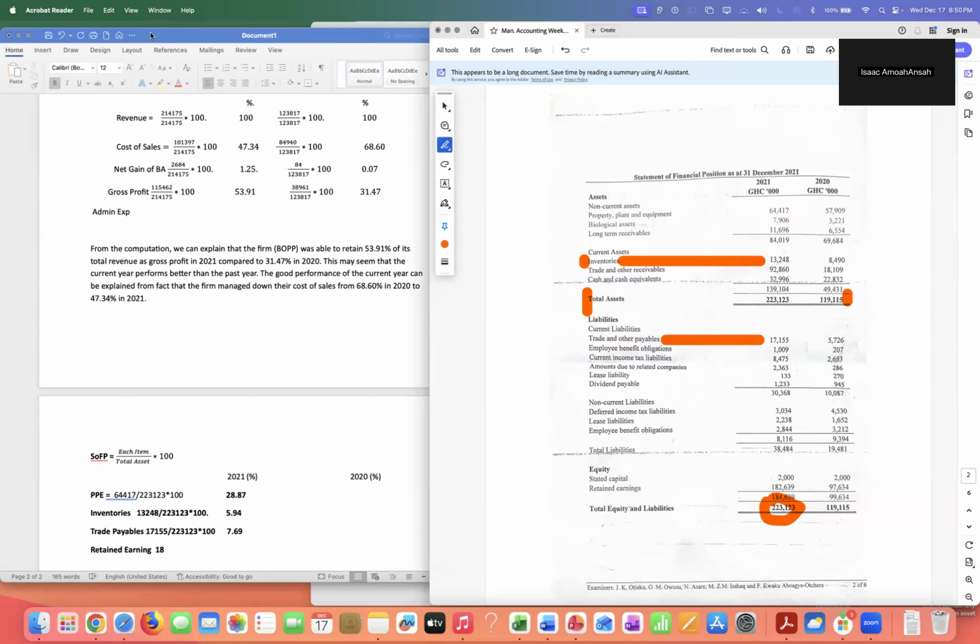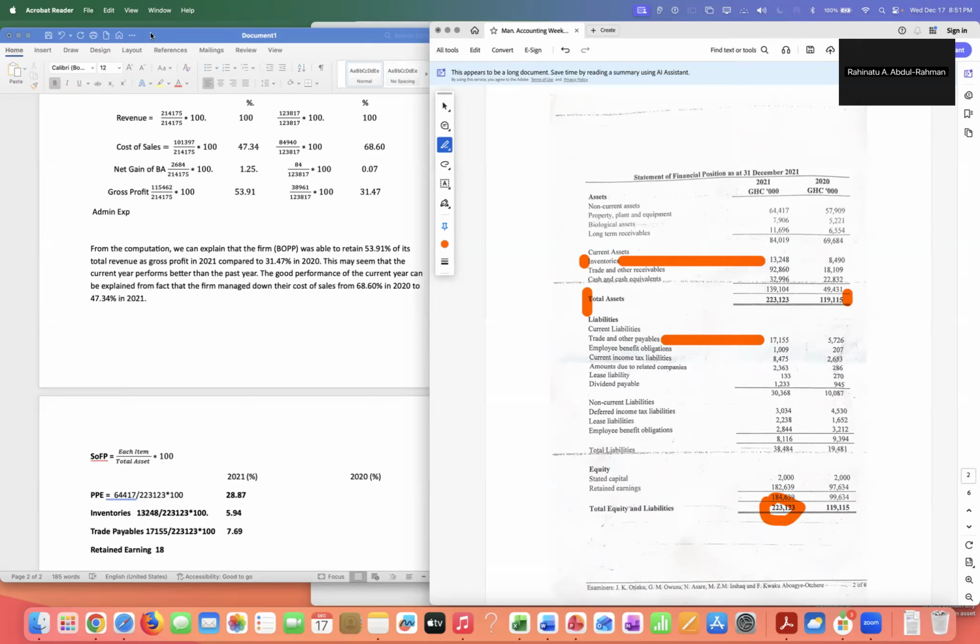If you want to know the employee benefits that you are still using in running your business, how much is it in terms of percentages? If you want to know the lease liability that you owe, or that you generated as part of your asset, how much is it in terms of percentage? So that's what we talk about when talking about vertical analysis. Ratios will look at something different.